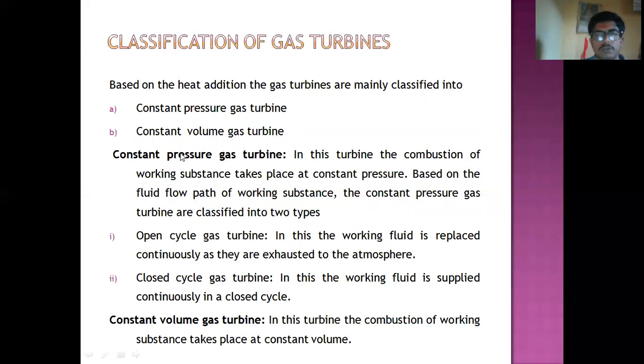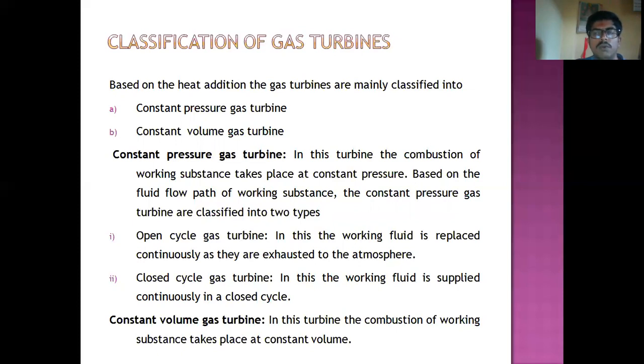First, what do you mean by a constant pressure gas turbine? In this turbine, the combustion of the working substance takes place at constant pressure. Whichever working fluid is used, when it is in the combustion chamber, the combustion of the fluid takes place at constant pressure. That is the meaning of a constant pressure gas turbine.